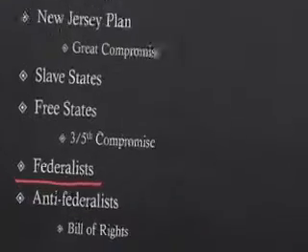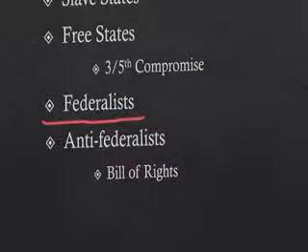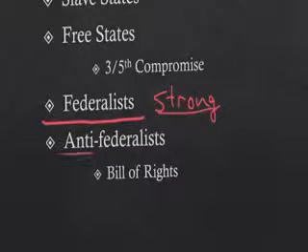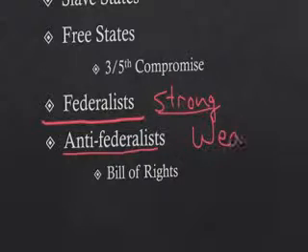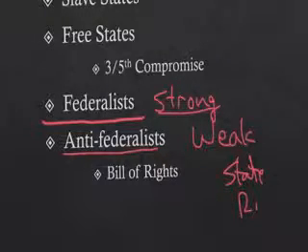So the first compromise that we talked about has to do with the Great Compromise between the New Jersey Plan and the Virginia Plan, the Great Compromise. Then we talked about the slave states and free states, the 3/5 compromise. Now the last compromise has to do with a group of people calling themselves the Federalists, and they're the Federalists and the Anti-Federalists. The Federalists wanted a strong central government, and then the Anti-Federalists, a little bit distrustful of a strong central government, were interested in weak central government, and maybe particularly states' rights.